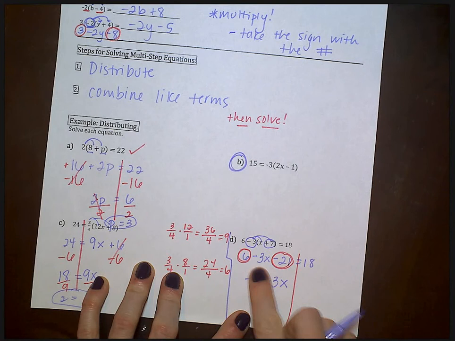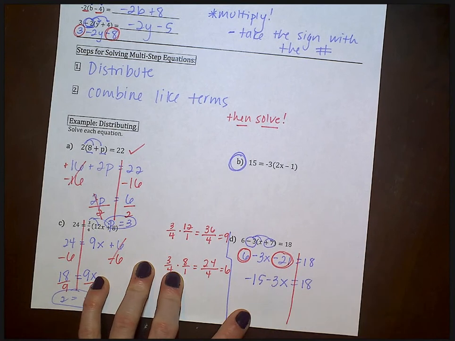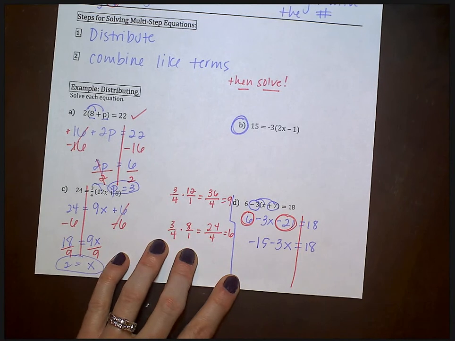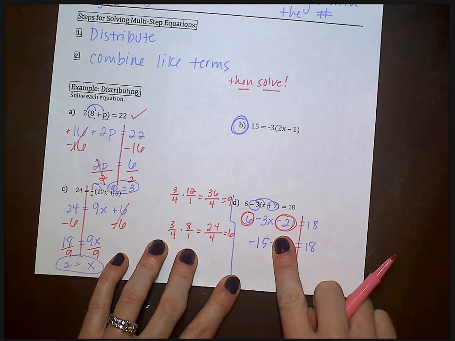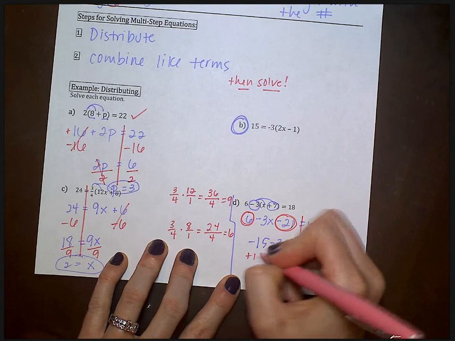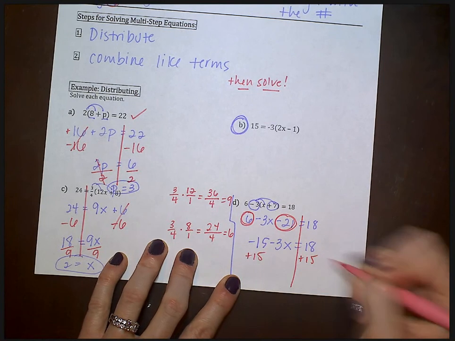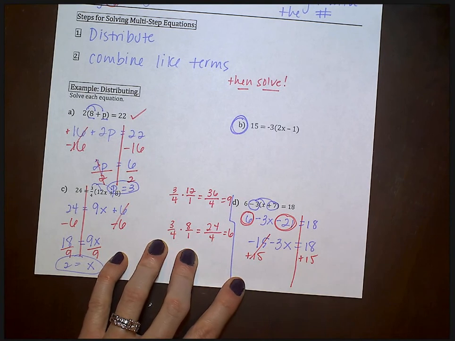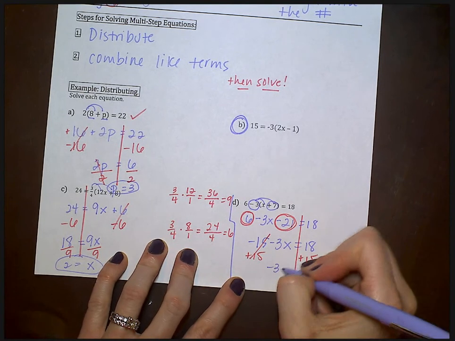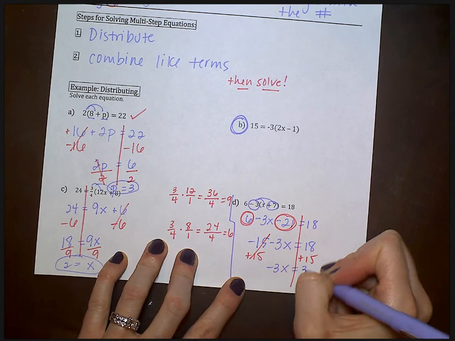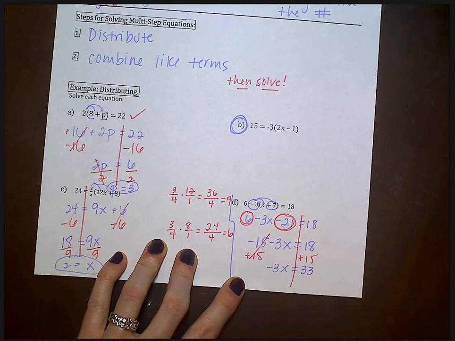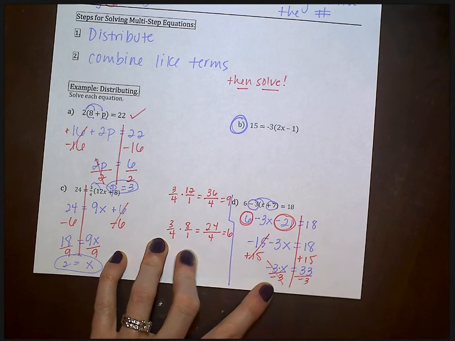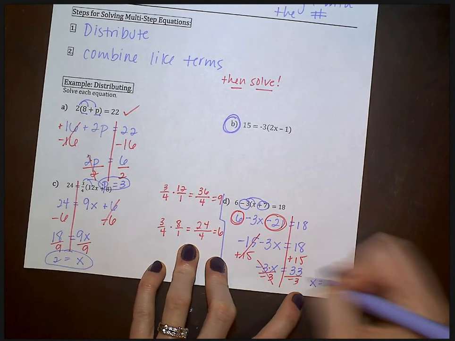Bring down your minus 3x equals 18. Now I just need to get x alone. I've got a two-step equation. Move what's not connected. This is a negative 15, so add 15 to both sides. Okay, that will cancel. And I've got a negative 3x equals 33. Then my last step would just be to divide by negative 3. Run out of space, but that's just negative 11.